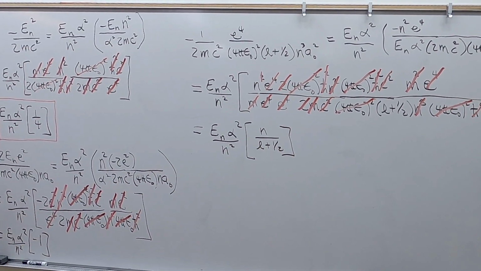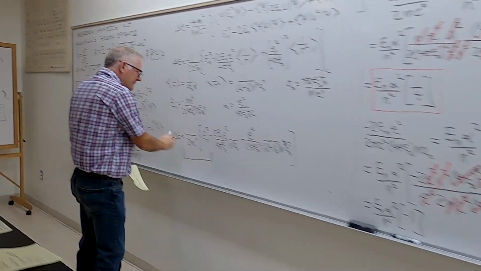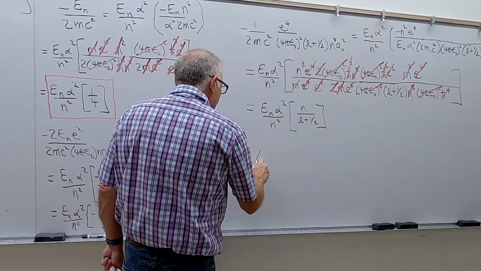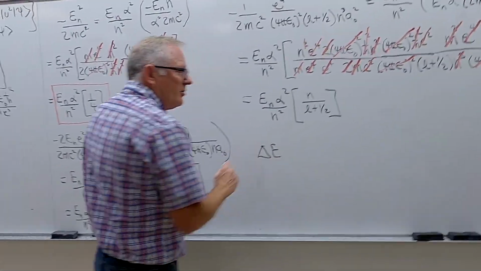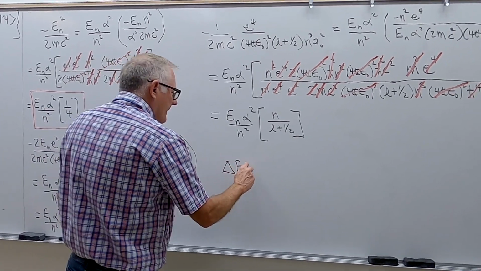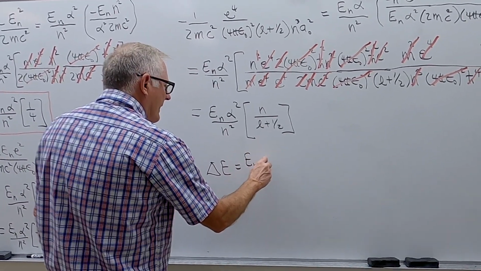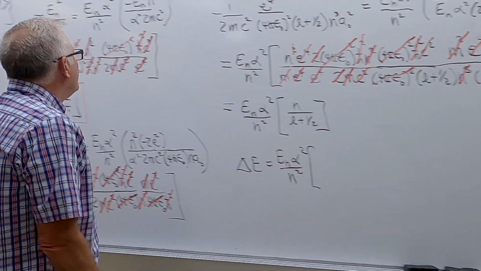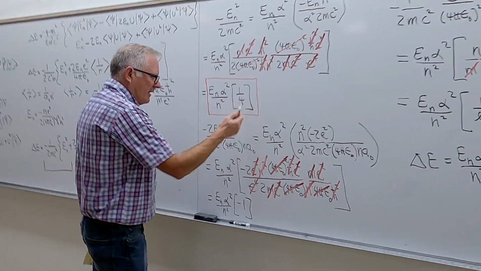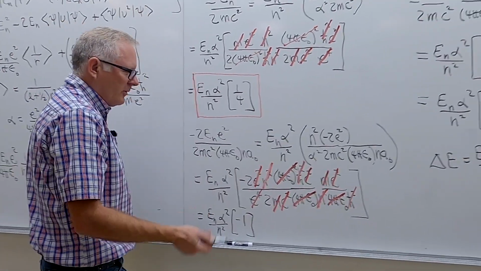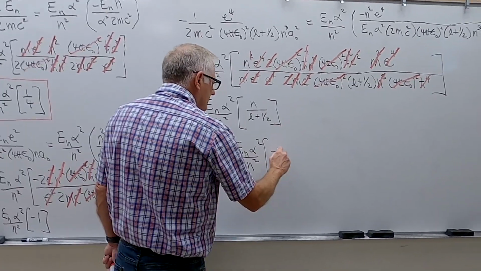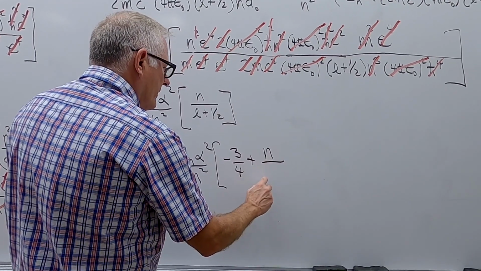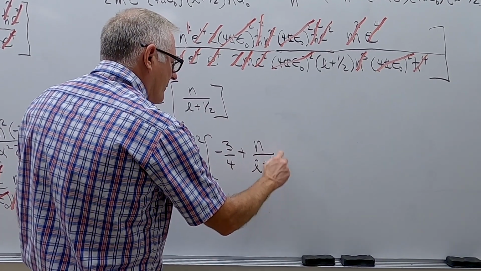Okay, so now I can add these to get the sum, this delta E. I'll add up these three pieces that we just did. So this delta E, again, this is the correction due to the kinetic energy. It gives me E sub n alpha squared all over n squared, and then we just add these up. We've got a fourth and we've got a minus 1. That's minus 3/4 plus n all over L plus 1/2.